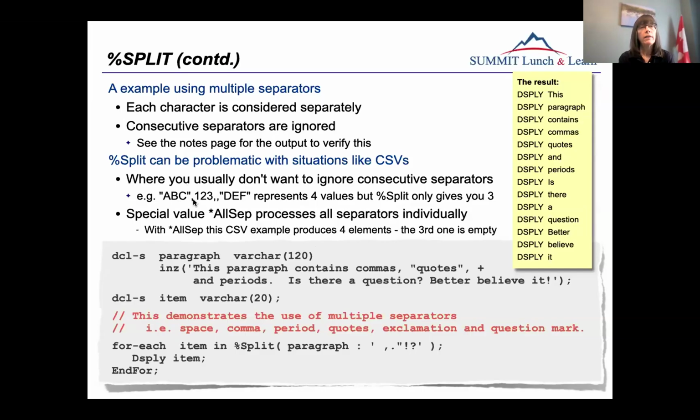So that's an important thing to keep in mind if it's CSVs you're working with. Otherwise, something like the one you see here, ABC, 1, 2, 3, 2 commas, DEF, is going to come down to only 3 elements. If you use *ALLSEP, it comes down to 4 elements, which is probably what you want in that situation.